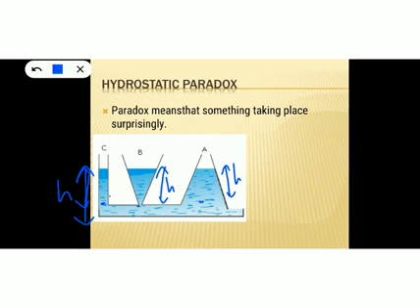So this paradoxical situation is known as hydrostatic paradox. The pressure exerted does not depend upon the base area or shape of the container. It depends only on the height of the liquid column above that point. So this is hydrostatic paradox. It's very important. So whenever you explain the hydrostatic paradox, you must draw this figure and then explain the paradoxical situation. Okay.